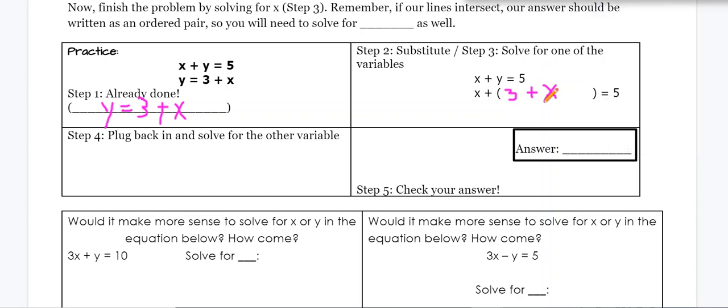So now I can just combine my like terms, right? So I have 1x here, and I have 1x here. Well, x plus x gives me 2x. All right, and I still have that plus 3. So 2x plus 3 equals 5.